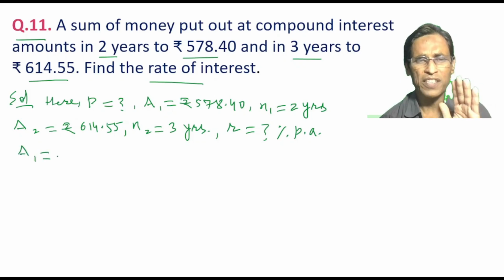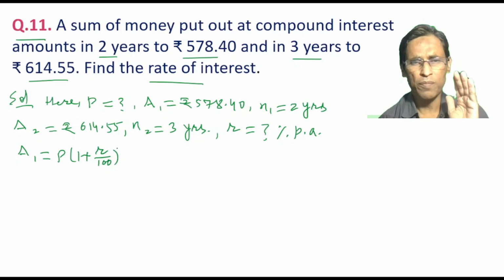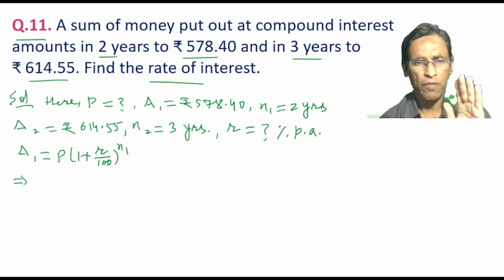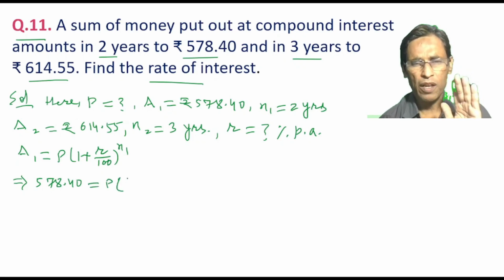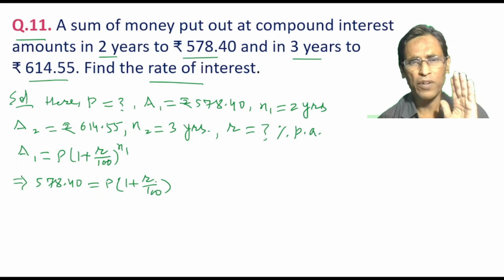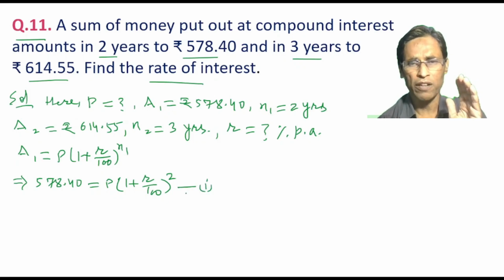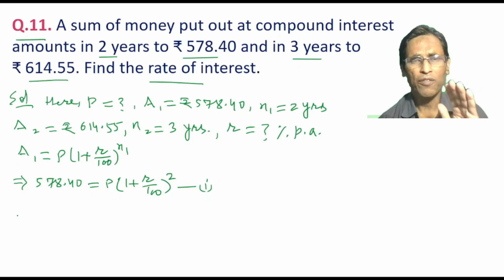A1 can be expressed as P times (1 plus R by 100) to the power N1, and so A1 will be replaced by 578.40. P will be as it is, and then P times (1 plus R by 100) to the power N1, but N1 is known and it is 2 years. Now we name this equation as equation number 1 and proceed from here for taking amount 2, that is A2.